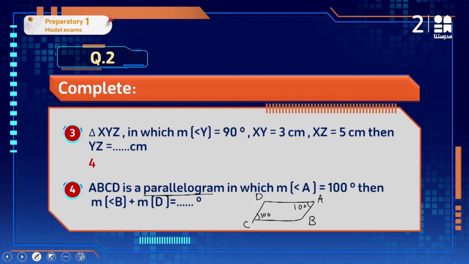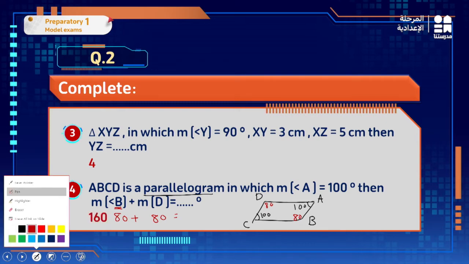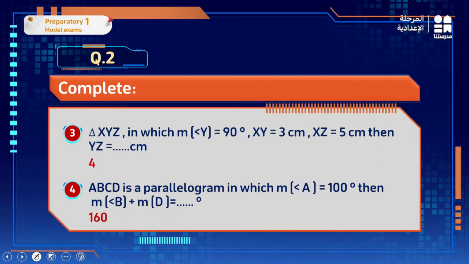What about B? The consecutive angles, they are coming after each other. The sum of them is 180. So this one is 80. And also D is 80 because of the opposite angles. Now he asked us about B, which is 80, and D, which is 80. So 80 plus 80 is 160. The correct answer is 160.